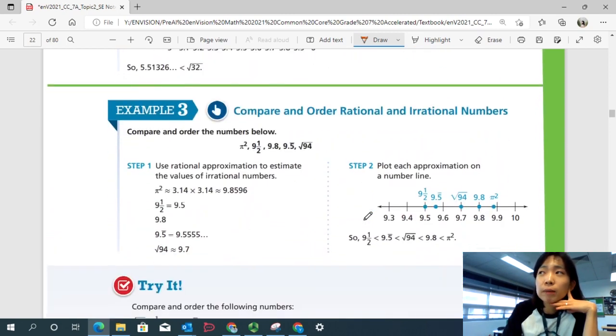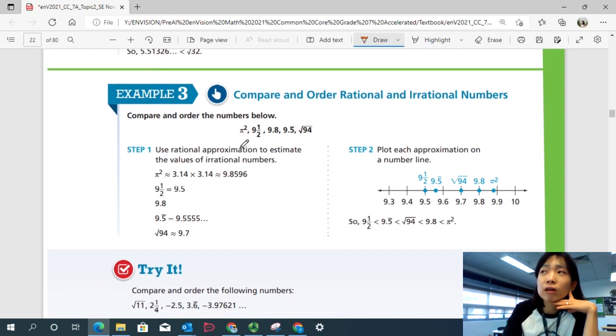Example 3, compare and order rational and irrational numbers. Now we have many numbers to compare. We're going to compare and order the numbers below: pi squared, 9 1/2, 9.8, 9.5 repeated, square root 94. As soon as you see that, you should be able to identify which are rational and which are irrational numbers, right? Pi is an irrational number. Square root 94 is not a perfect square, so that's an irrational number. Everything else could be written as a fraction. Repeated decimals could be written as fractions, so all three of these numbers are rational numbers.